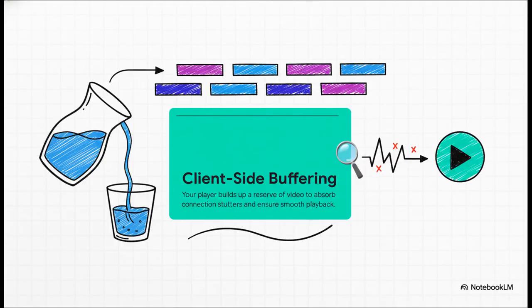But to keep that stream from sputtering, your device does something else that's pretty smart. It's called a buffer. You can think of it like pouring a little bit of water into a glass before you start drinking. Your player downloads a few seconds of video ahead of time into this little reserve. That way, if your internet stutters for a second, your player just uses the video from its reserve, and you don't notice a thing. The show goes on.